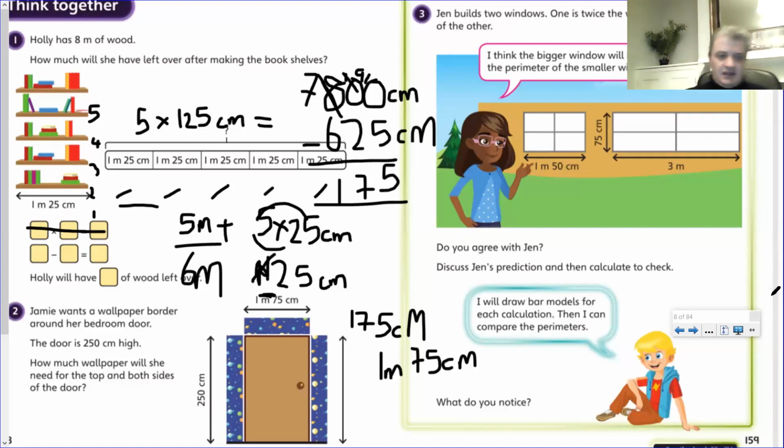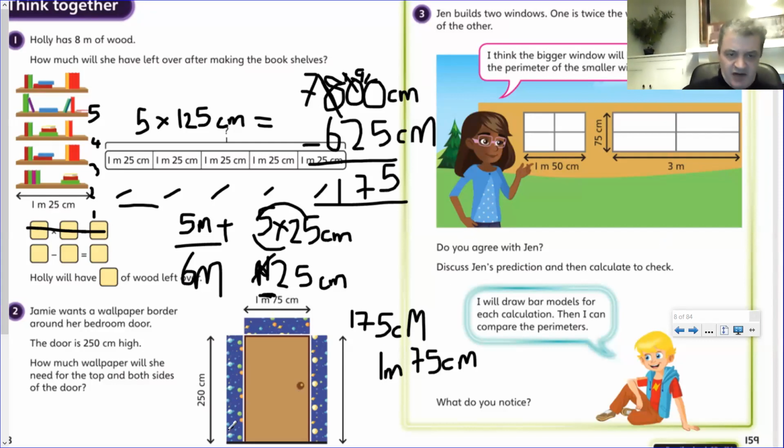Okay, Amy wants a wallpaper border. The door is 250. So how much border has she got here? 2 meters 50. She's also got 2 meters 50. That equals 5 meters, 500 centimeters, or 250 and 250. 5 meters. That's 500 centimeters when we add those up. 500 centimeters is equivalent to 5 meters.